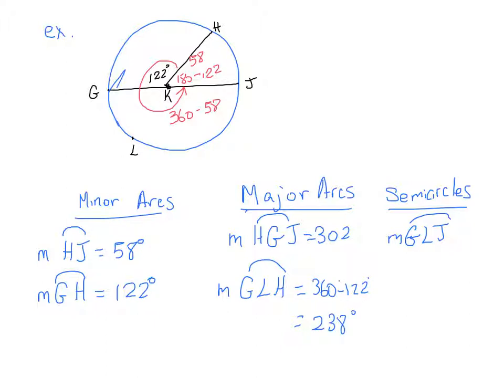That's the measure. And finally, well, semicircles are super easy. They are always 180 degrees in measure. So there is another semicircle, so I'll just write that down very quickly. We have GLJ as well as GHJ. And again, that is going to be 180. So that's how you do arc measure. It's really the same as the central angle, as opposed to arc length, which we will now quickly explore.